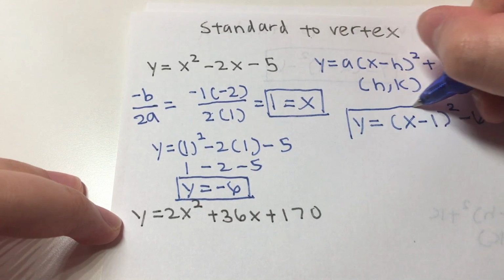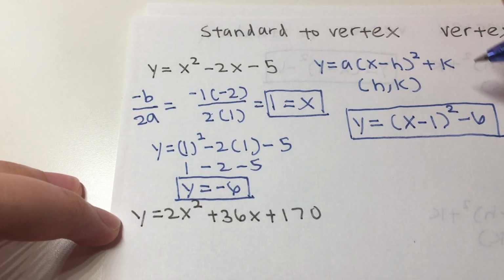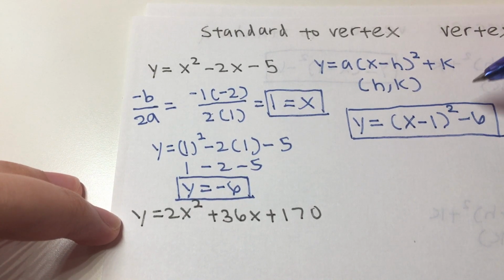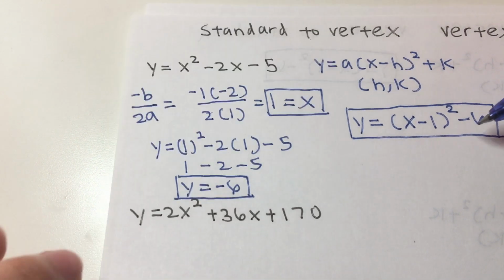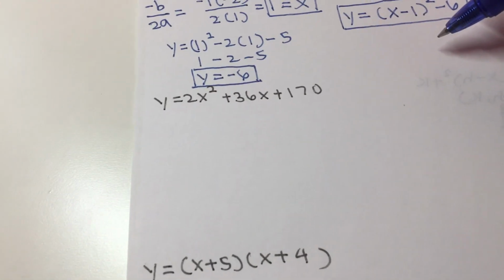Okay, so this is our vertex form. y equals (x minus 1) squared minus 6. So this is our answer. And let's just move on to the next question.